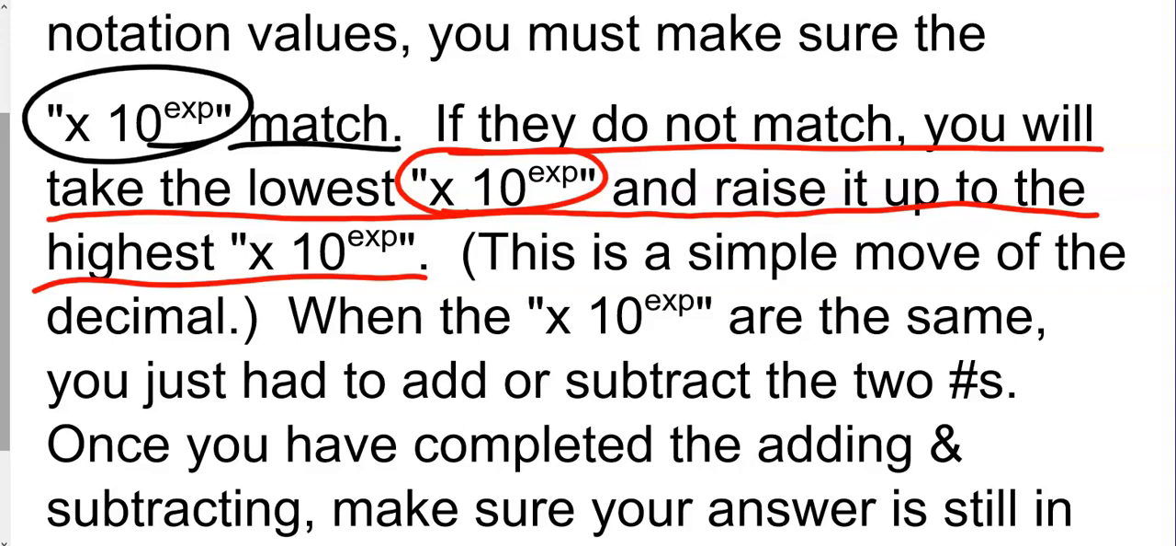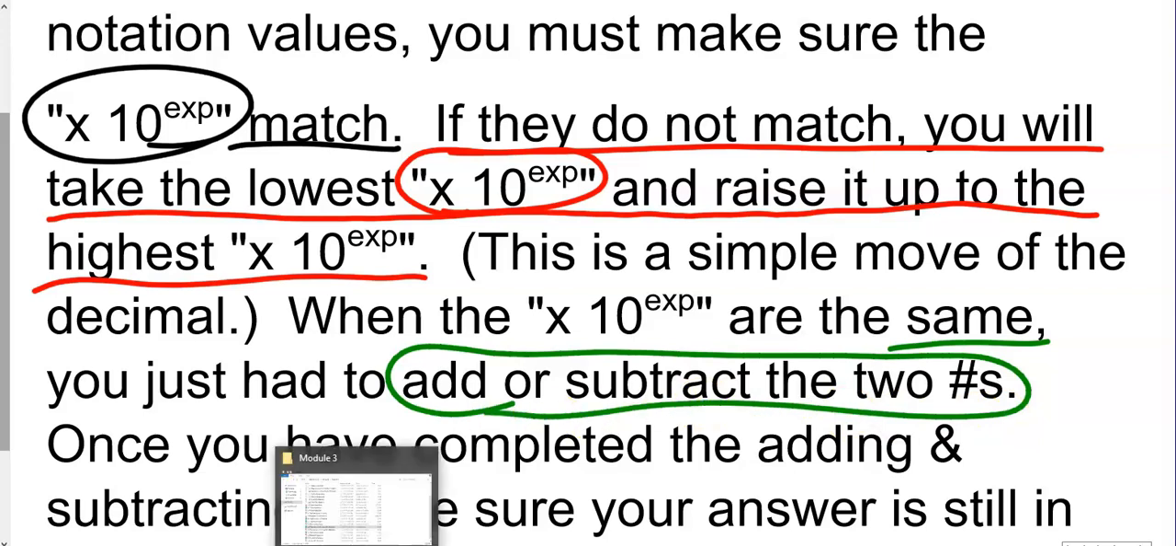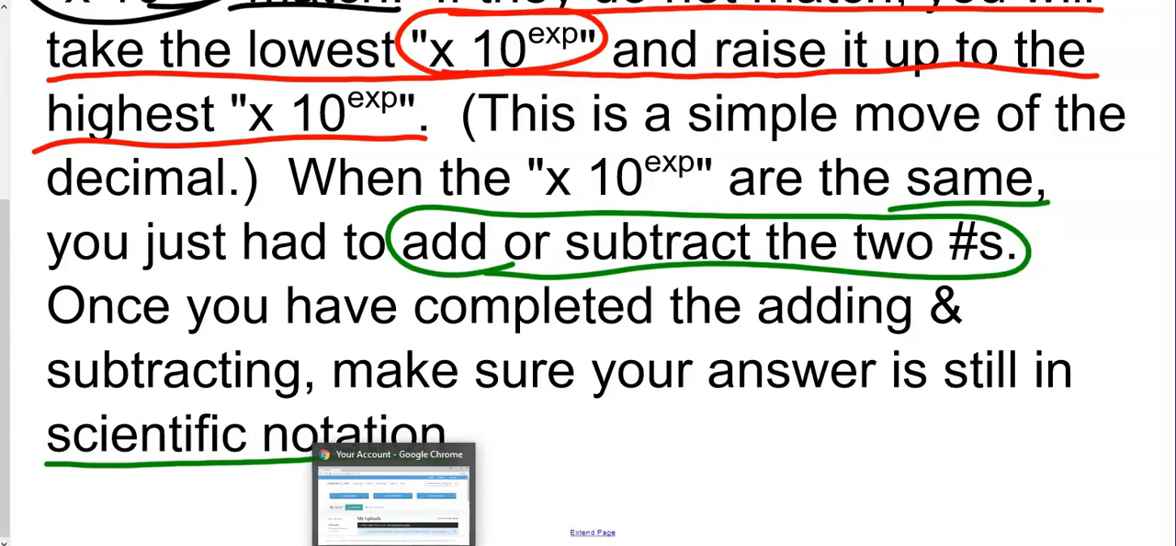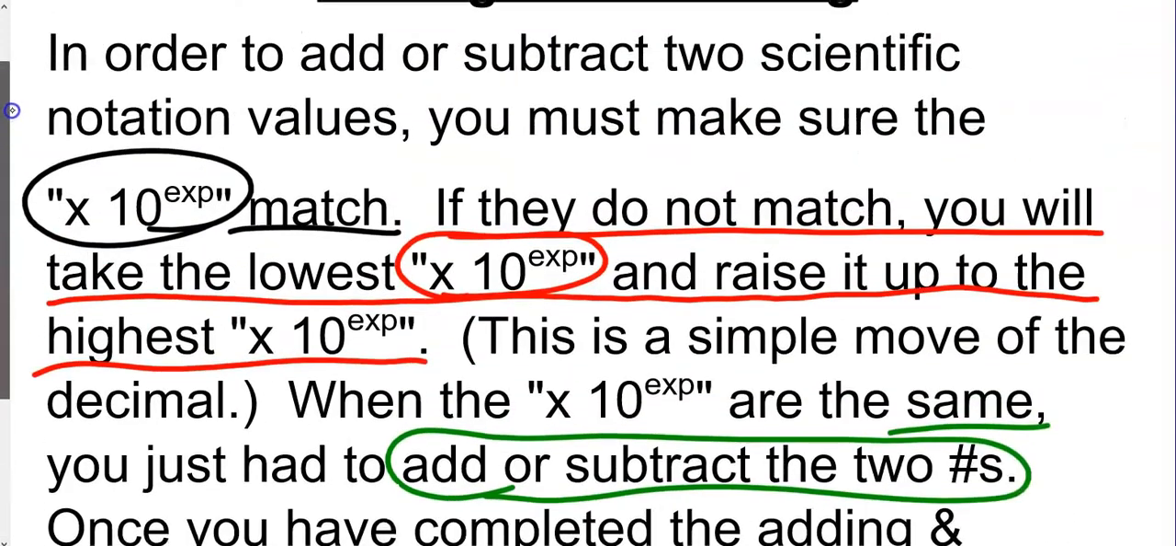And then, once they are the same, it's really easy. All you're going to do is add or subtract the 2 numbers. Of course, in the end, because we are adding and subtracting, something could happen where you might not be in scientific notation anymore. If you're not in scientific notation anymore, then we need to make sure that we fix that.